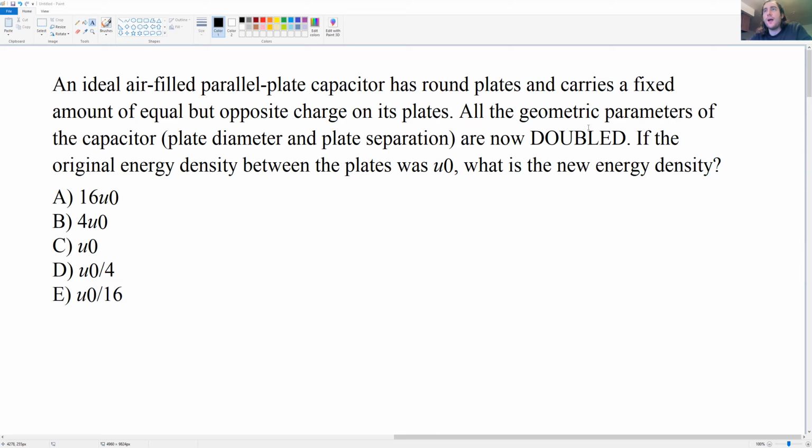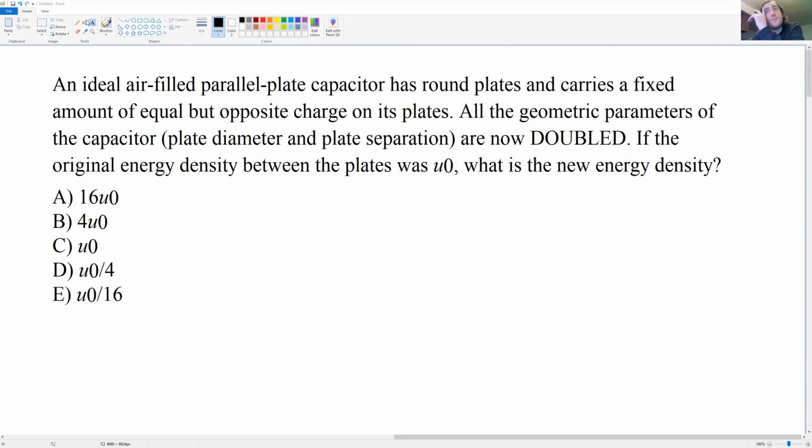An ideal air-filled parallel plate capacitor has round plates and carries a fixed amount of equal but opposite charge on its plates. All the geometric properties of the capacitor, the plate diameter, the plate separation, are now doubled. If the original energy density between the plates was U0, what is the new energy density?